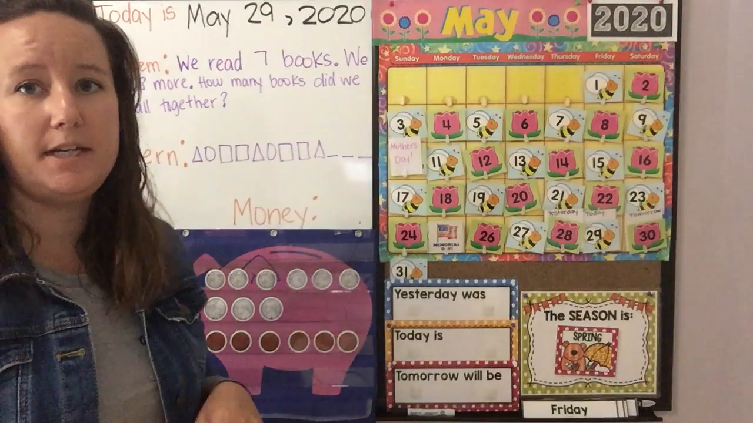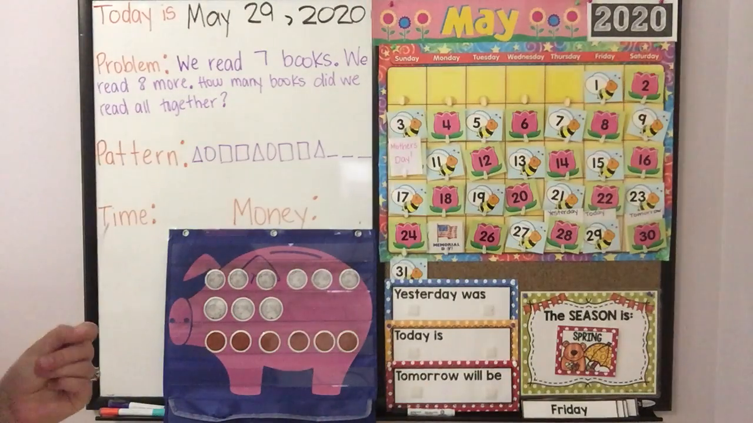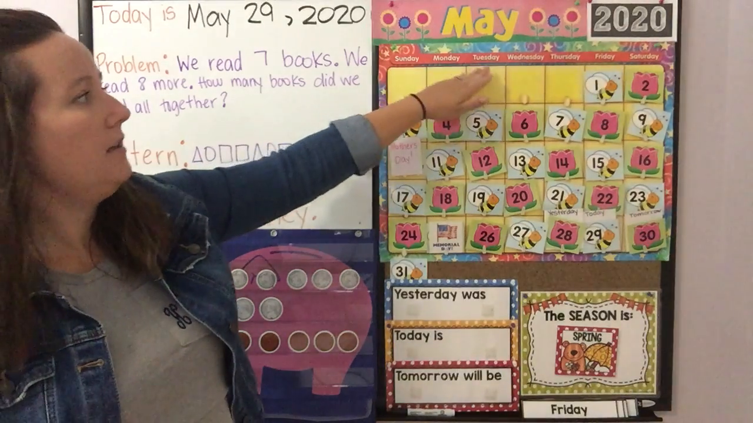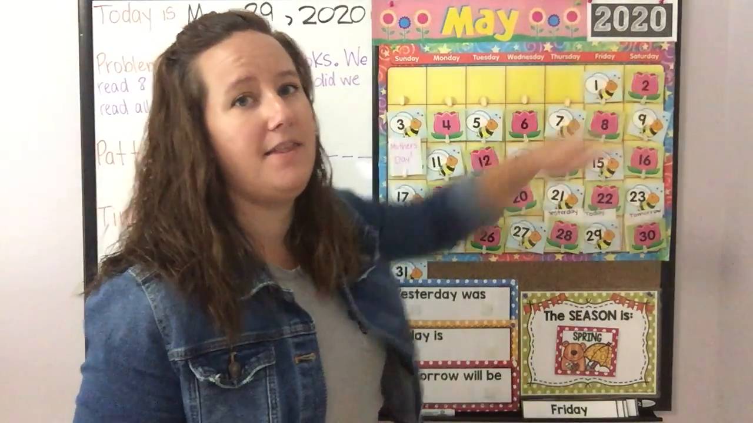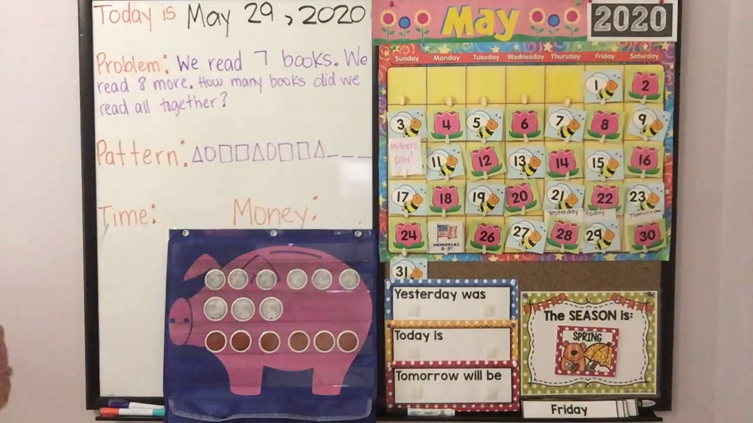All right, let's do our days of the week. Ready? Days of the week. Days of the week. Days of the week. There's Sunday, there's Monday, there's Tuesday, there's Wednesday, there's Thursday, there's Friday, and then there's Saturday. Days of the week. Good.